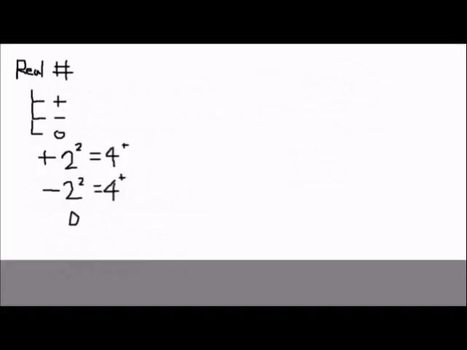Real numbers. Real numbers include three kinds of numbers: positive, negative, and zero. Positive numbers, for instance positive 2, when you square a positive number, you get another positive number. When you square a negative number, you still get a positive number. When you square a 0, you still get a 0. We can see that any real number squared is never negative.